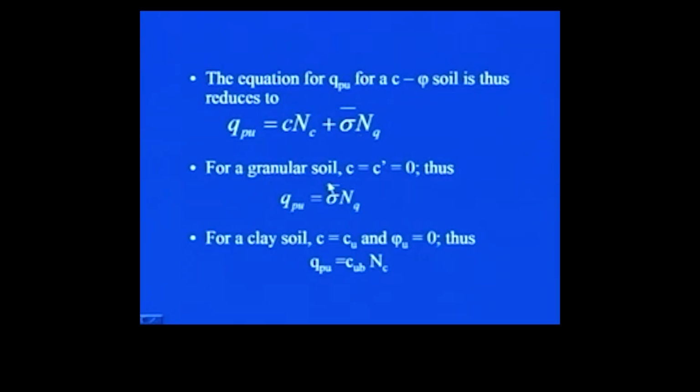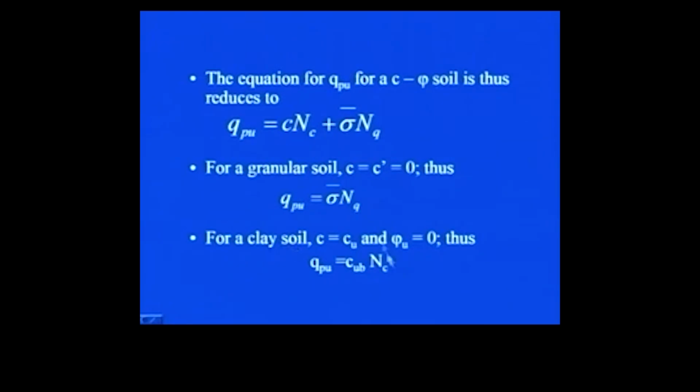Now, this one is the general equation for any type of soil, that is c-phi soil. In case the soil is purely granular soil, that is c is equal to 0, whether this is unit cohesion or the effective one, they both will become 0, and thus in this equation the first term will become 0 and the only remaining term will be QPU is equal to sigma bar Nq. For a clayey soil, what will happen?